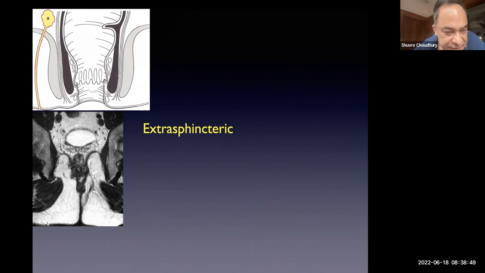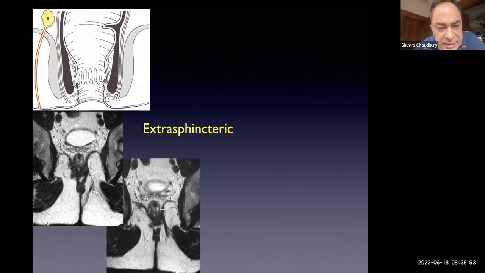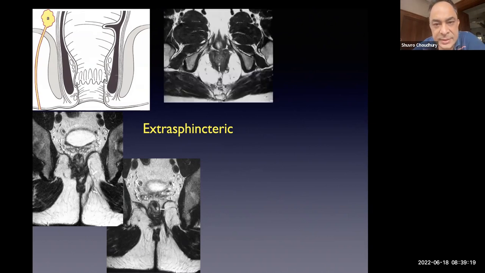Now, this is an extrasphincteric fistula. This is a fibrotic, dark extrasphincteric fistula opening internally into the rectum. Can you see it here? So this is not a fat suppressed image. This is a T2 weighted image. And on a T2 weighted image, if something is dark, that means it does not have fluid. So therefore, it is fibrotic. So it is more like a chronic extrasphincteric fistula tract. But the internal opening still has some active inflammation, and that is why it is T2 bright.